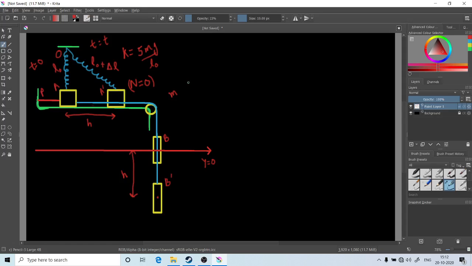So let's start solving. As we can see, it forms a triangle here, with perpendicular equal to L0, the base h, and the angle theta. The spring forms an angle theta. Therefore, tan theta equals h by L0, which gives us h equals L0 tan theta. So we have a value of h, which is L0 tan theta.